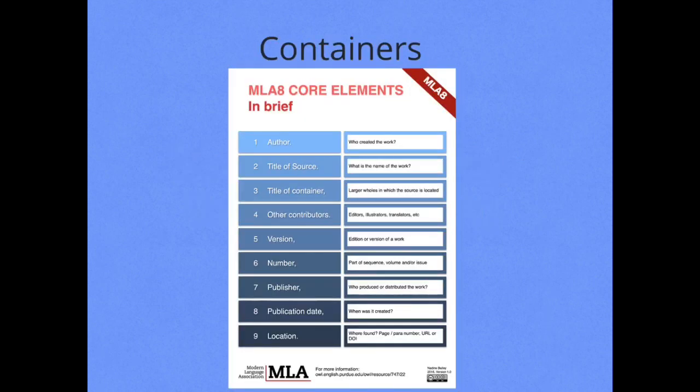So as you compile sources into your bibliography, you're going to look for some core elements, or as MLA calls them, containers of information that articles are likely to have. Information like the author, the title of the source, the title of the container, other contributors, all the way on down. It's important that you get this information right, because if you don't, then I can't verify your research. I won't be able to find your research.